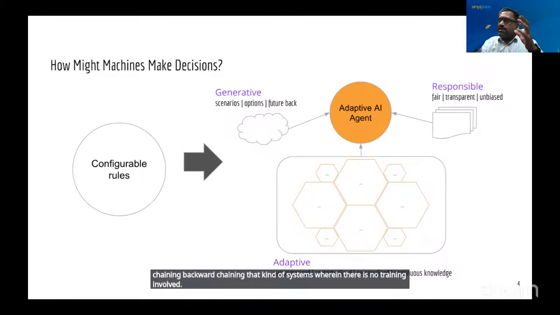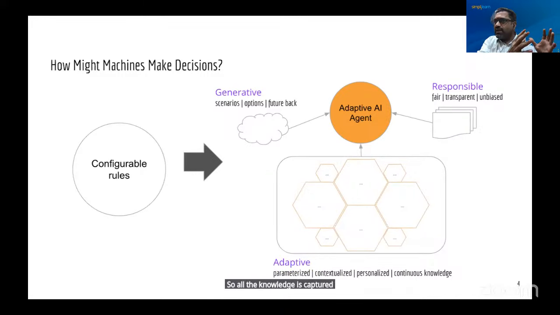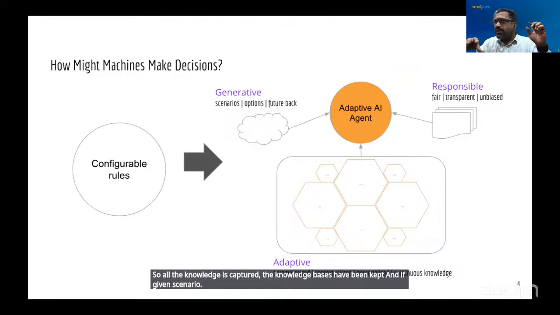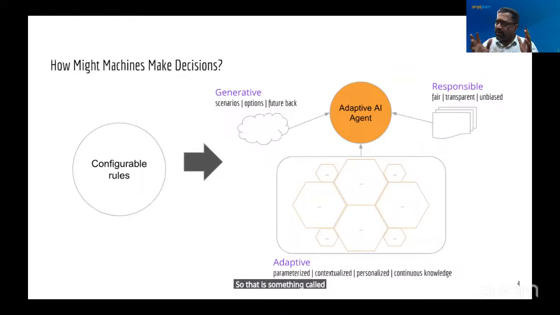All the knowledge is captured, knowledge bases have been kept. And given a scenario, they go through this knowledge base and figure out what to do. Those are called expert systems and knowledge-based systems. So that is something called symbolic AI. Even now that AI is there, but not very much in the hype, today's hype side. But that AI is still there.